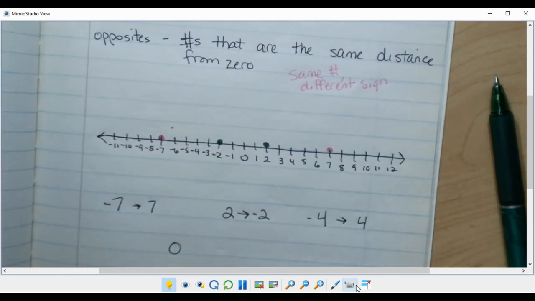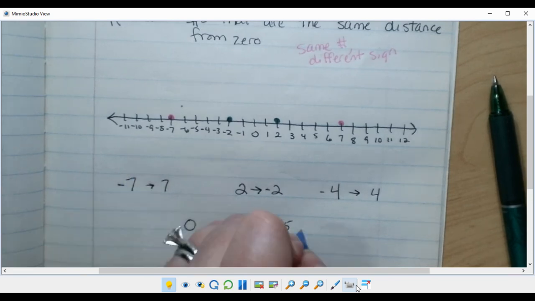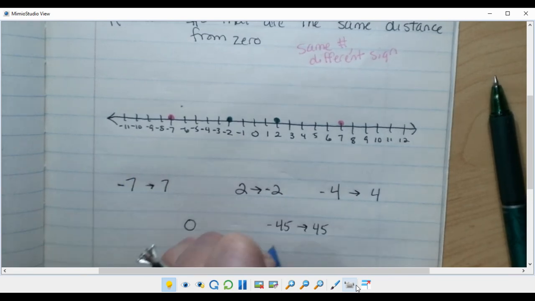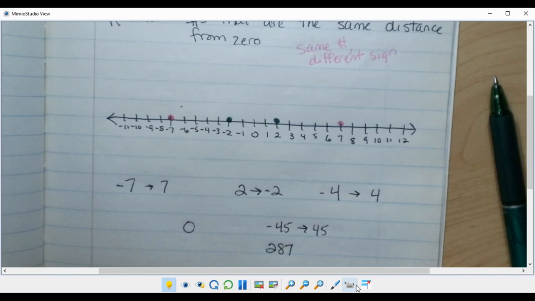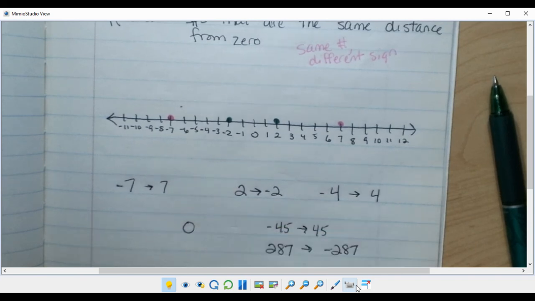Okay, so without a number line, if you had very large numbers, you can do this real quickly. What's the opposite of -45? 45. What's the opposite of 287? -287. Okay.